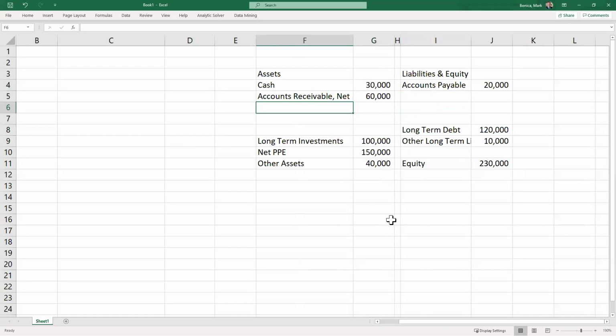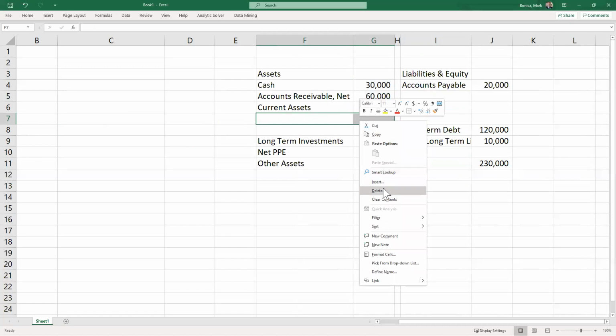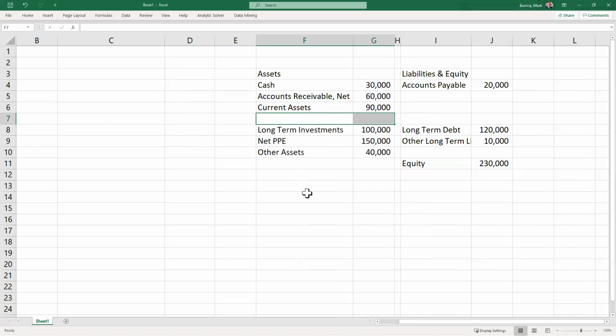So the first thing we want to do is write in a subtotal for current assets. We're going to write current assets, and then we'll subtotal this portion. So sum 30 plus 60, right? That's just 90,000. Easy math here. Neaten this up just a bit by bringing it up. Okay, so we have current assets. This is our total current assets.